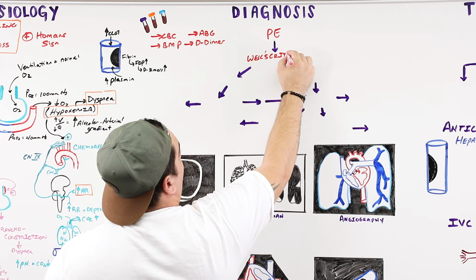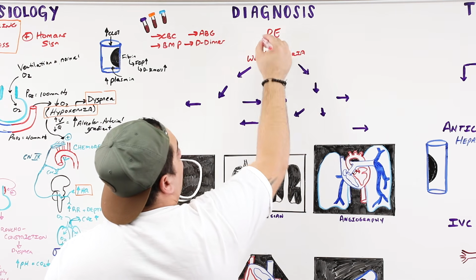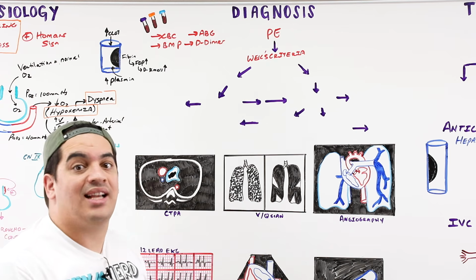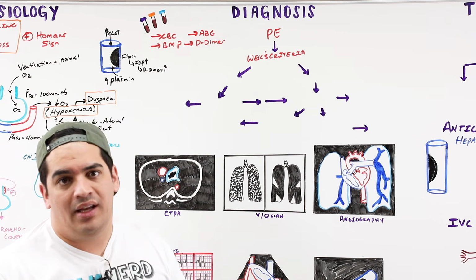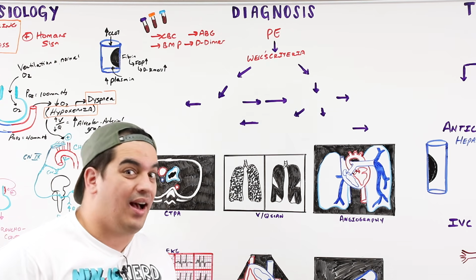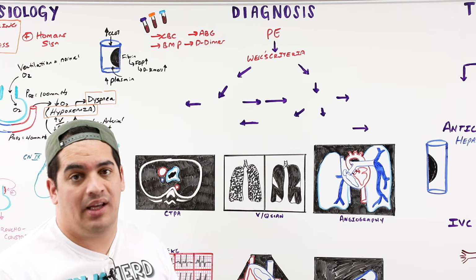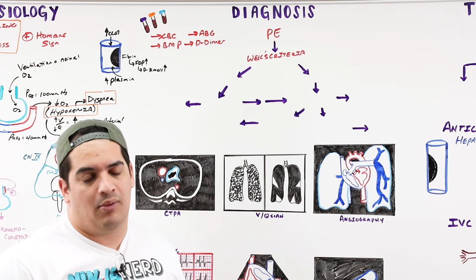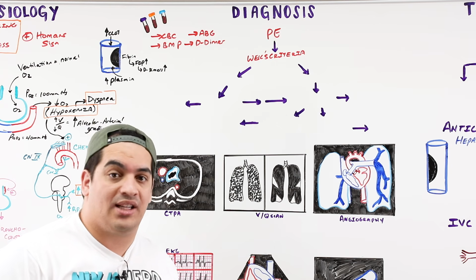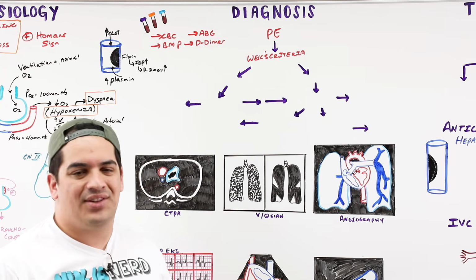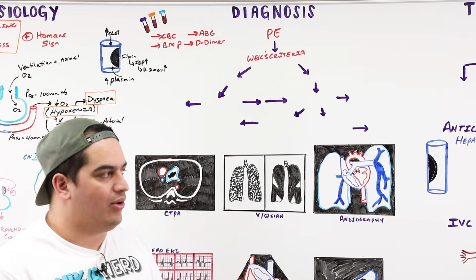I'd rather you just know that this score exists for determining your pre-test probability for PE. So if you have a high Wells criteria score, you have a high suspicion of a PE. If you have a low Wells criteria score, then you have a low pretest probability or suspicion of a PE. It just helps you in that sense. Don't memorize every single component of it.